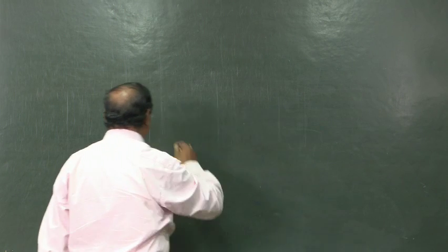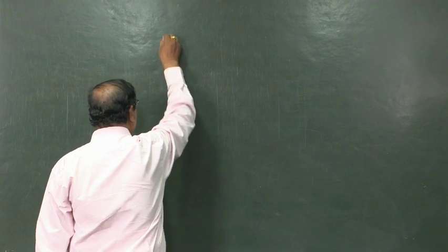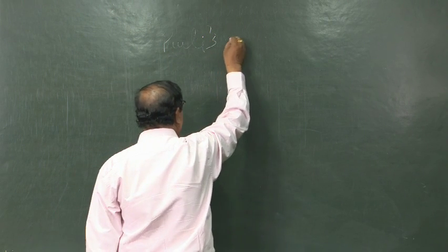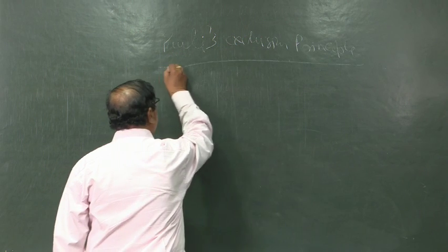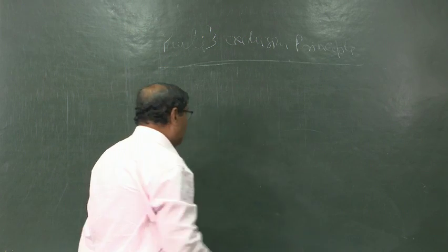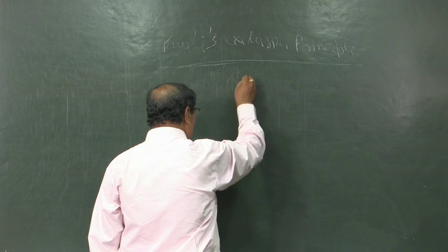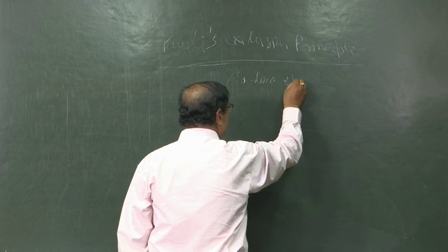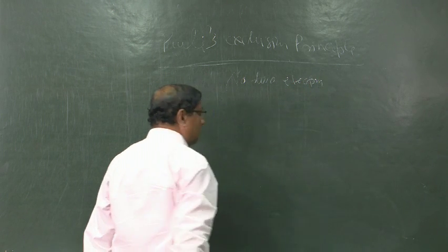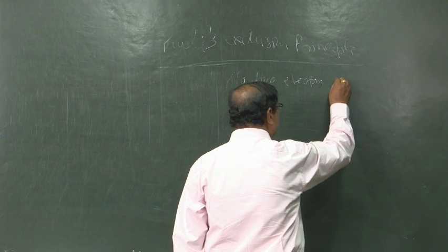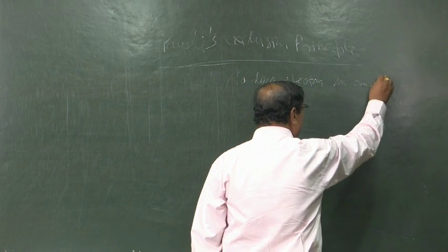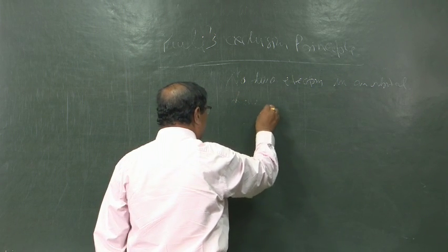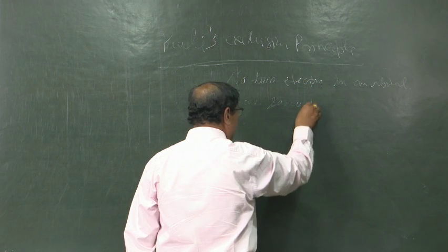Now let us come to Pauli's exclusion principle. Now let us see Pauli's exclusion principle. No two electrons in an orbital have the same 4 quantum numbers.